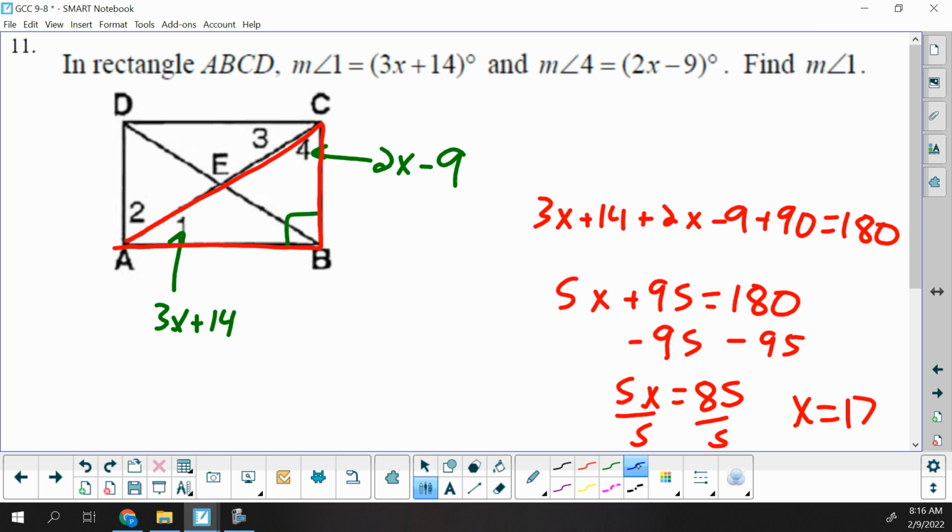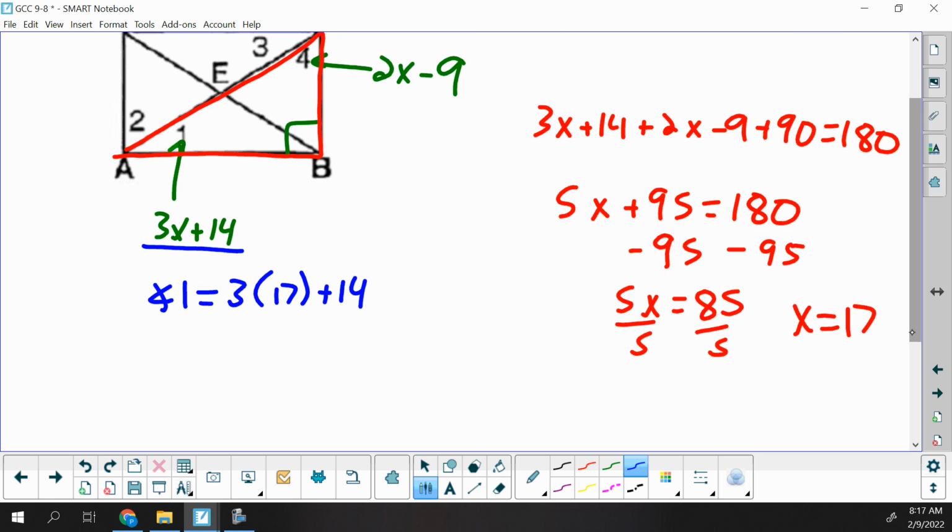Well, reread the question. We didn't want to just find x, we want to find angle 1. Well, angle 1 is right here. So angle 1 is going to equal 3 times 17 plus 14. Three times 17 will give us 51. And when you add those together, we get 65 degrees.